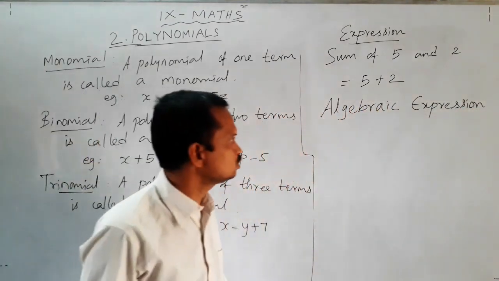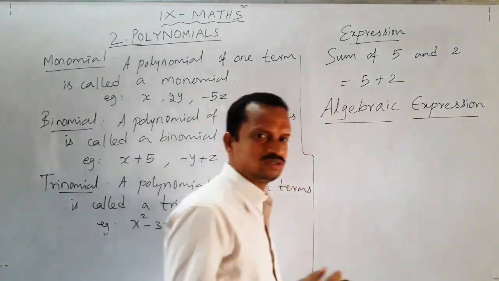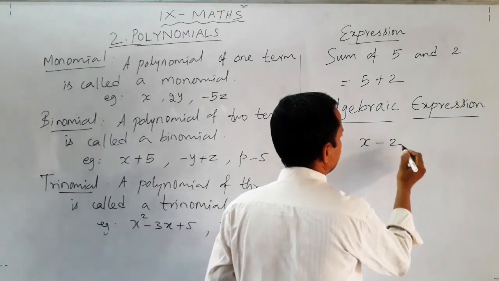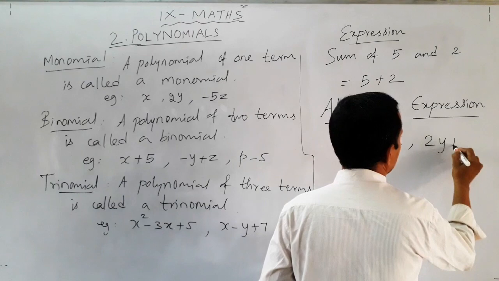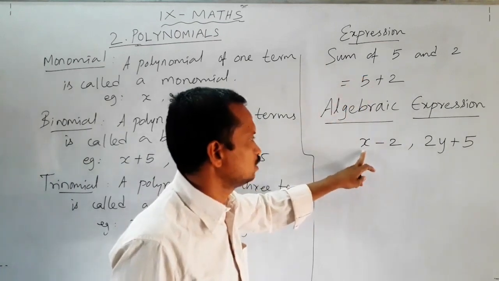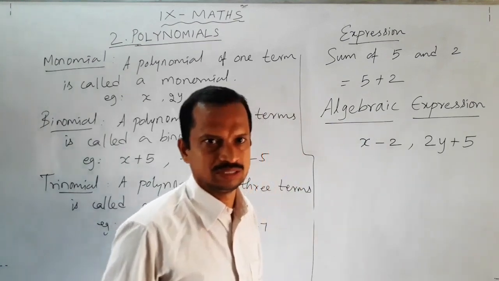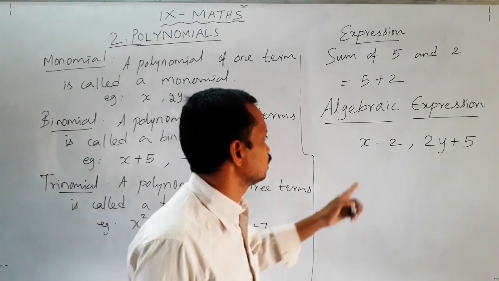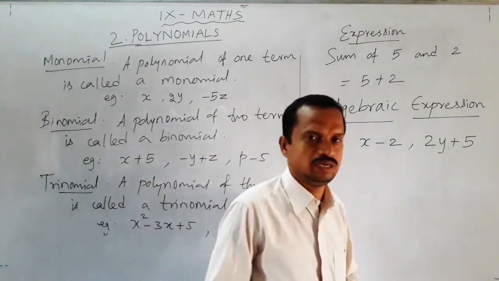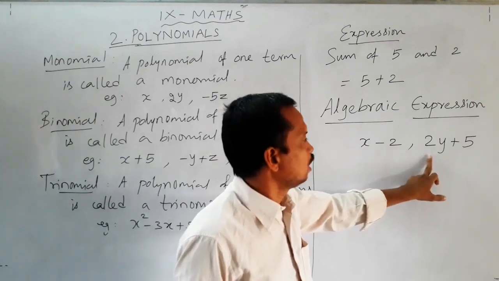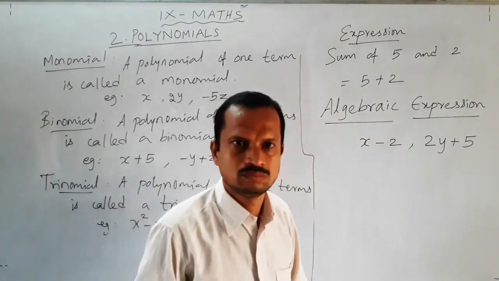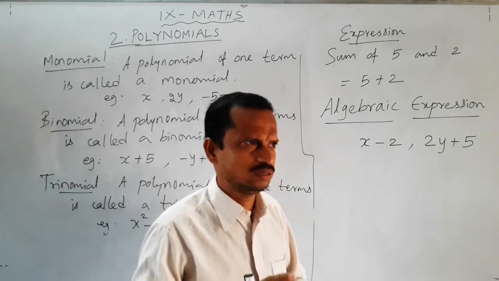Algebraic expression means if you face some variables, for example x minus 2 and then 2y plus 5. Okay, you see what's the difference between this and this? Here the unknowns x, y are present. So x minus 2 means, in words we can say 2 is subtracted from x. And this we can say twice y added with 5, or sum of twice y and 5, sum of 2 times y and 5. Like that, in different ways we can say it in words.